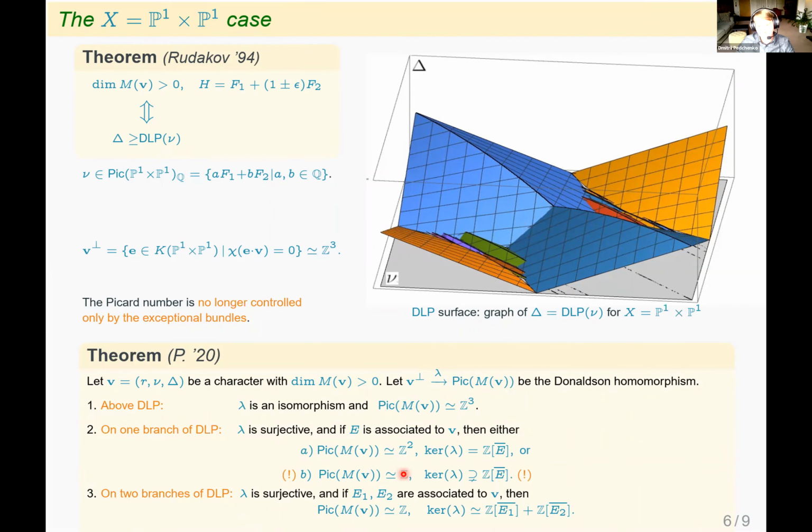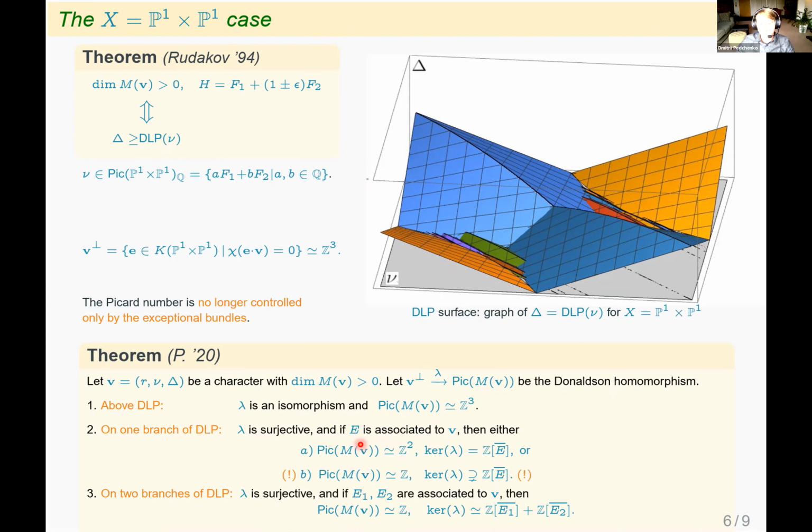There are two associated bundles, Z1 and 2. They both lie in the kernel, so they kill off two copies out of the Z3, and you're left with just Z. And then the most interesting case is when you're just on a single branch of the Drusela-Poitier surface.